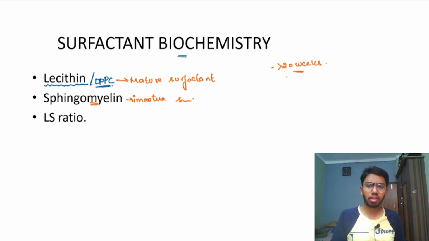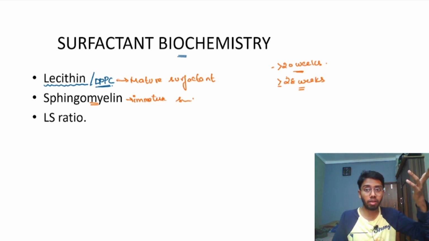At 20 weeks of gestational age itself, the baby's lung will start producing surfactant, and surfactant appears in the amniotic fluid after 28 weeks. If you want to see the surfactant in amniotic fluid, you will have to do amniocentesis only after 28 weeks. Before 28, you won't be seeing it, but the surfactant production starts at 20 weeks itself. So the examiner can confuse you with these words.